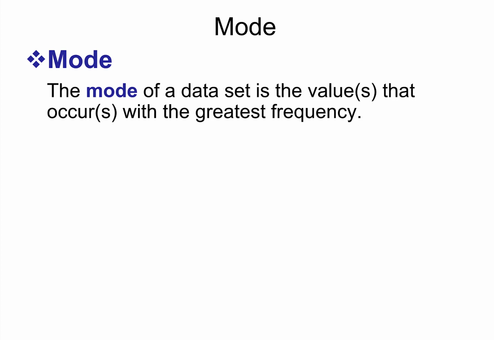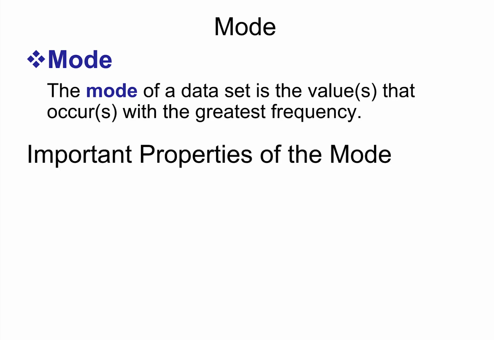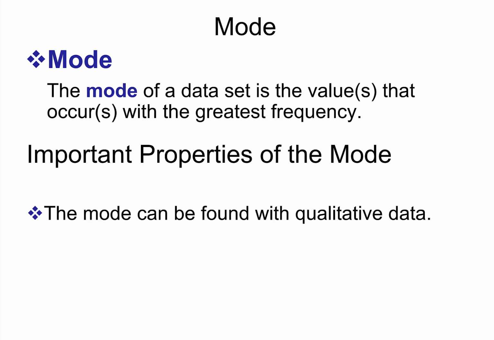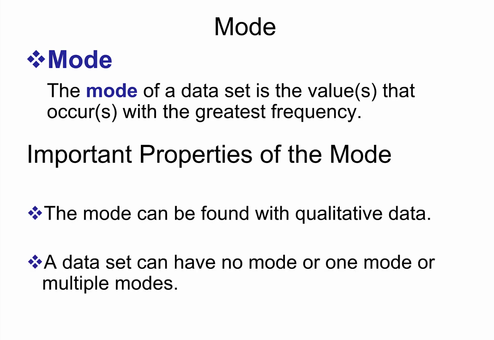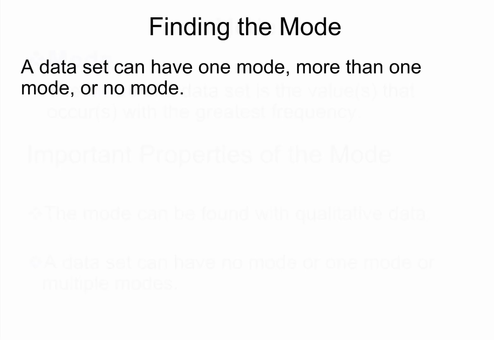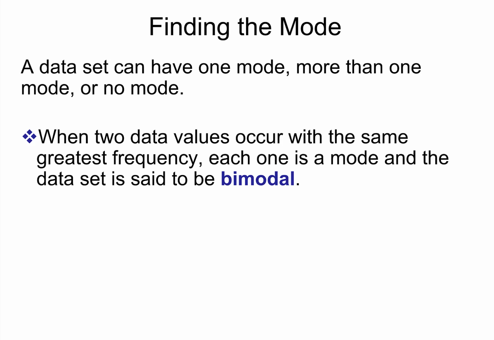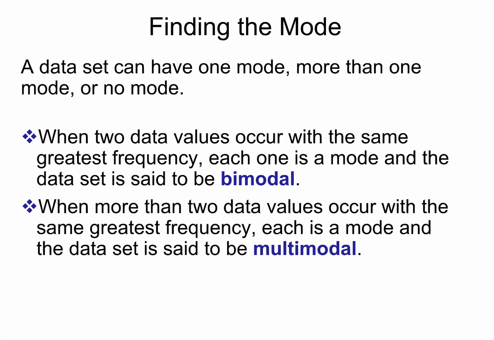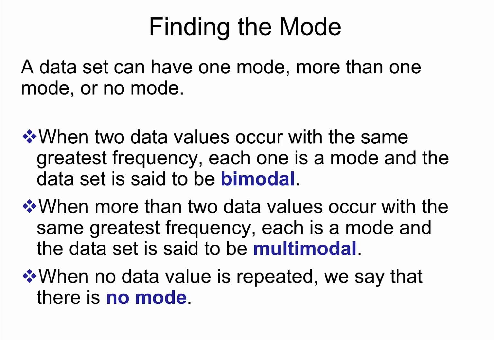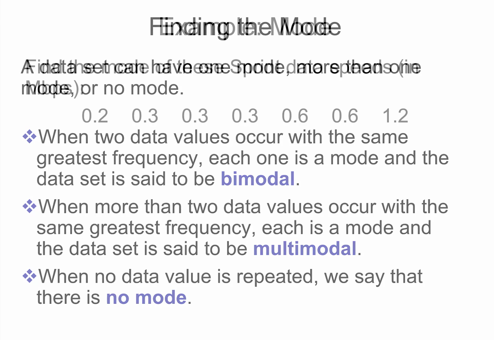And remember, when we work with frequency distributions, we had modal classes. Important properties. The mode can be found with qualitative data, and a data set can have no mode, one mode, or multiple modes. A data set, again, one mode, more than one, or no mode. When it has 2 modes, we say that it's bimodal. And when it has more than 2 modes, we say it's multimodal. And when it has no mode, we just say it has no mode.